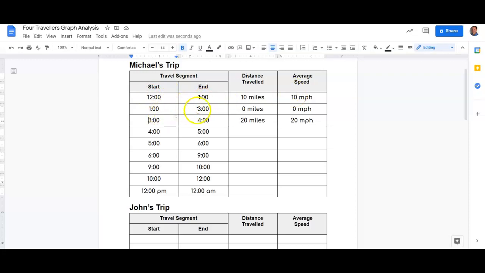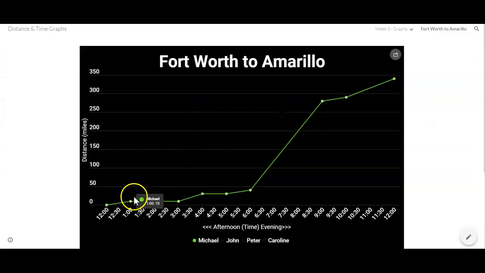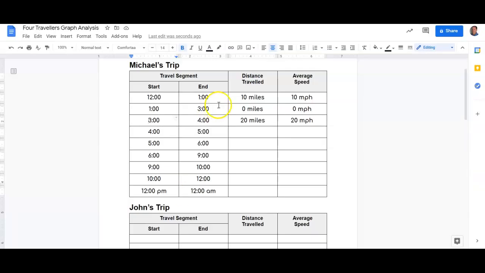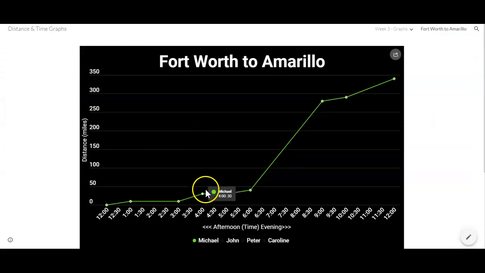Then from 1 to 3, if we look at the graph, I went 10 miles, 10 miles. I went 0 miles. I didn't go anywhere. So for this 2-hour period of time, 0 divided by 2 is 0. And that's why my average speed is 0, because I traveled 0 miles. The average speed is 0. I didn't move.